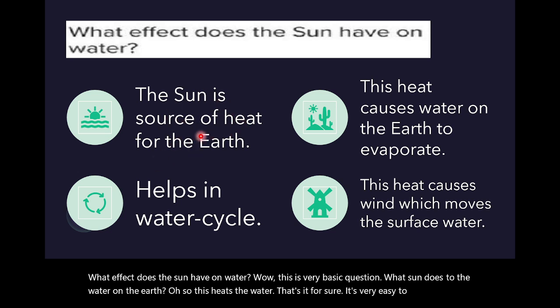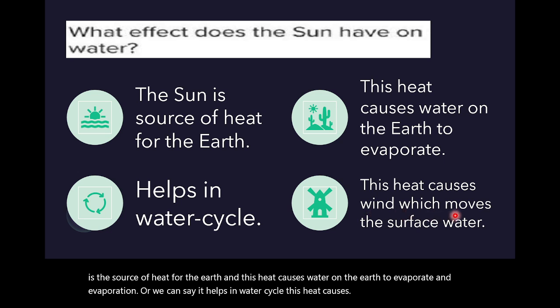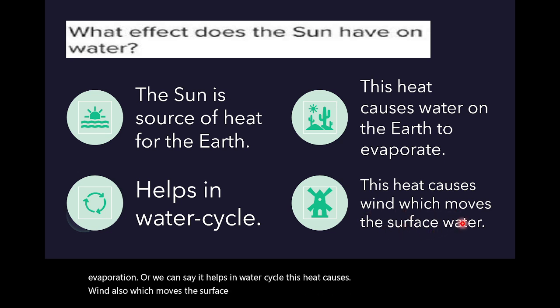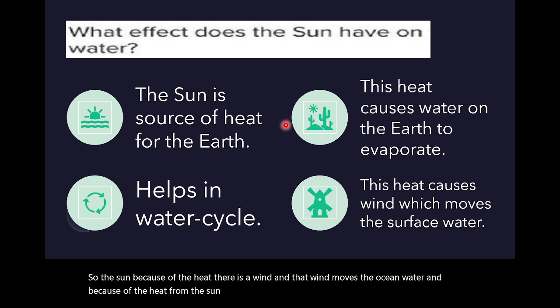The sun is the source of heat for the earth, and this heat causes water on the earth to evaporate. And evaporation helps in the water cycle. This heat also causes wind, which moves the surface water of the ocean. So because of the heat from the sun, there is wind, and that wind moves the ocean water. And because of the heat, the water evaporates and becomes gas.